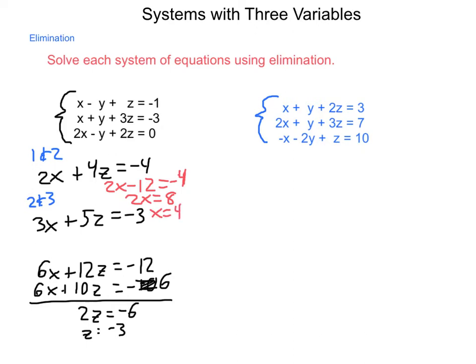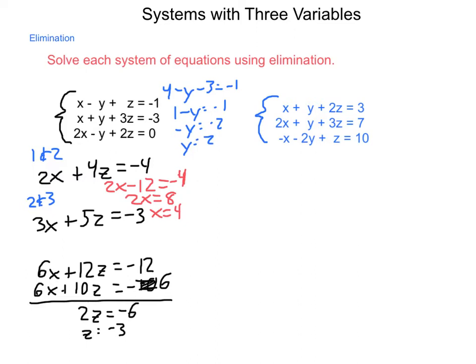Then I take both of these, my x and my z, and substitute back into an original equation. I'm going to choose the first one. So I have 4 minus y minus 3 equals negative 1. Combining like terms, I have 1 minus y equals negative 1. Solving, negative y is negative 2, so y equals 2.